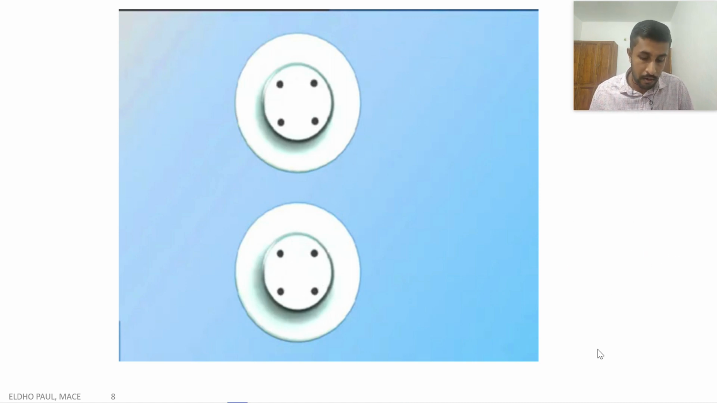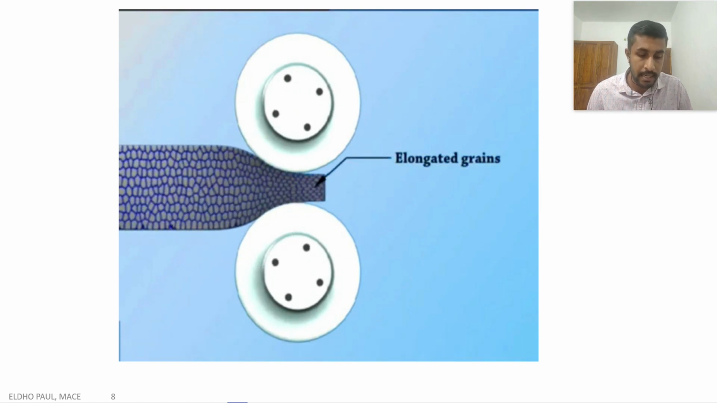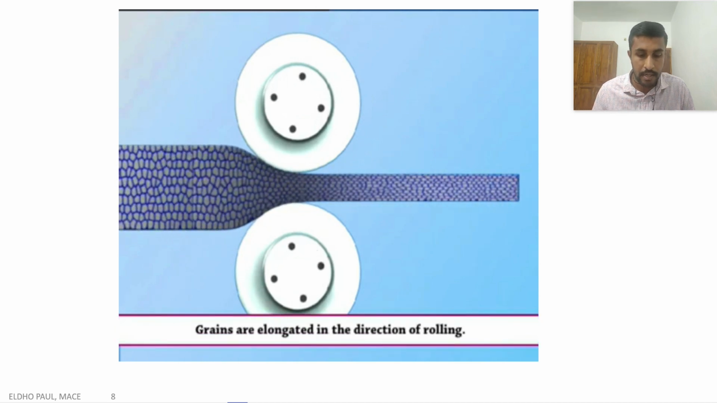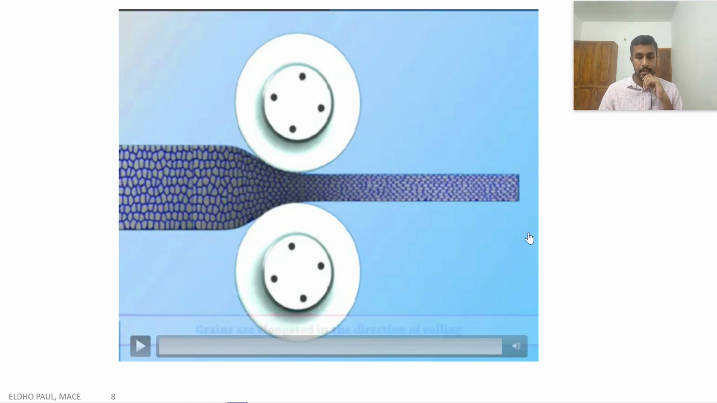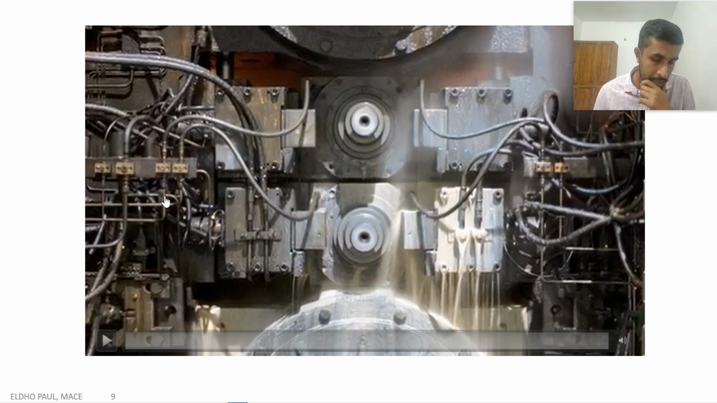These are the rollers. So this is the undeformed grain structure. After the rolling process, elongated grains, similar to the previous case. Grains are elongated in the direction of rolling. So here we can see elongated grains in the direction of rolling. So that is the difference between hot rolling and cold rolling. And next we will see an actual rolling process.